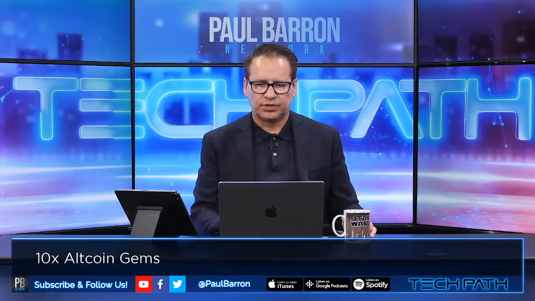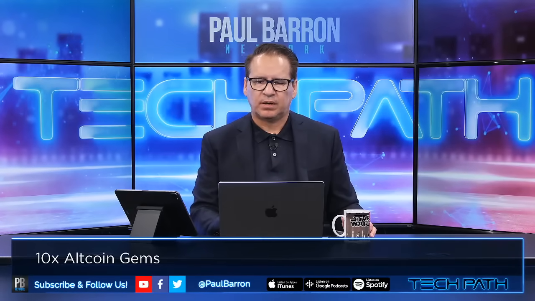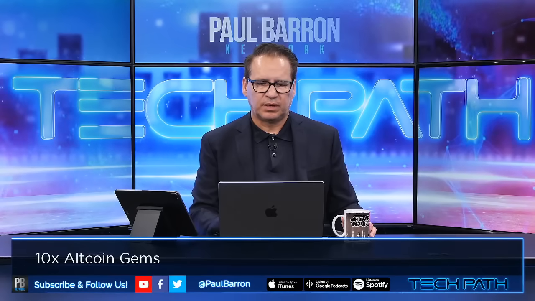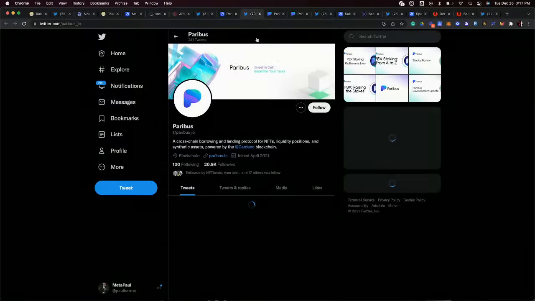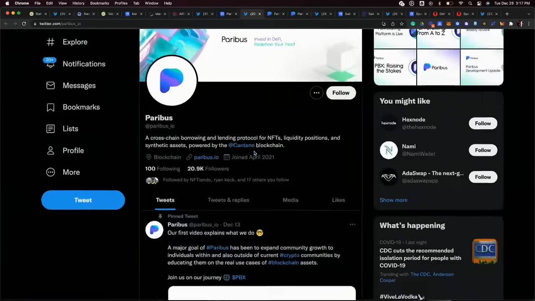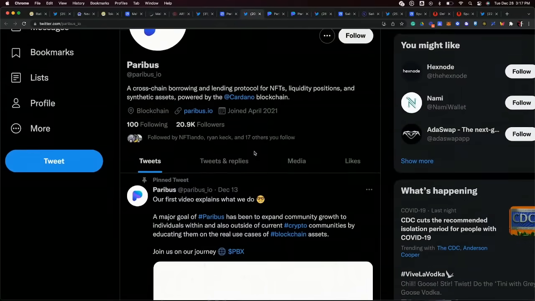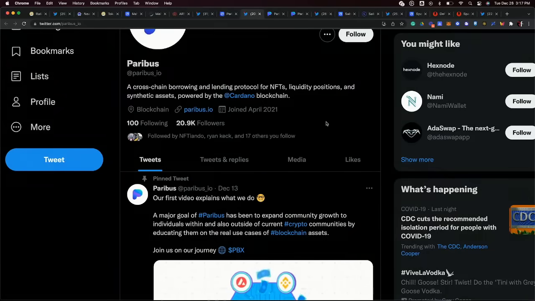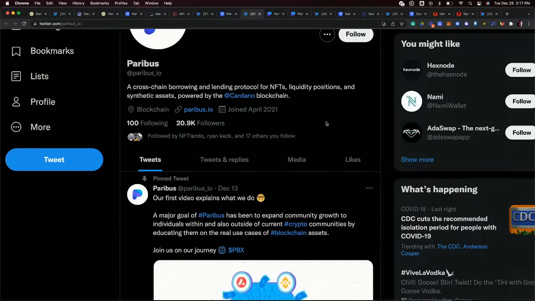So I want to also jump over to their Twitter. And again, we'll take a look at their community on Twitter. I think I had that one pulled up. Yeah, here we go. A little bit of a smaller community here, but the core key thing here is liquidity positions, their relationship to synthetic assets, and it's powered by Cardano.